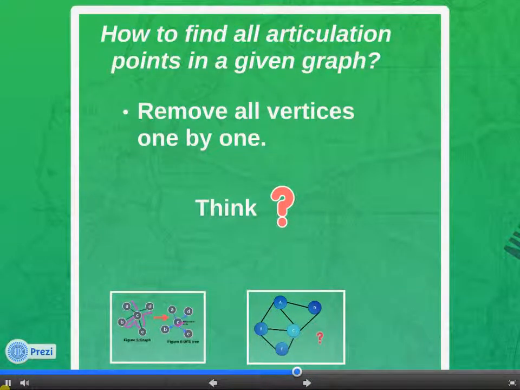So now we have seen that the key point for determining the connectivity of a graph is to find all bi-connected components in the graph. So think how you will find all bi-connected components, meaning there should be no articulation point. You can remove all vertices one by one and check whether the graph is connected or disconnected. But you can do better than this. Think about it. What methods can you apply?